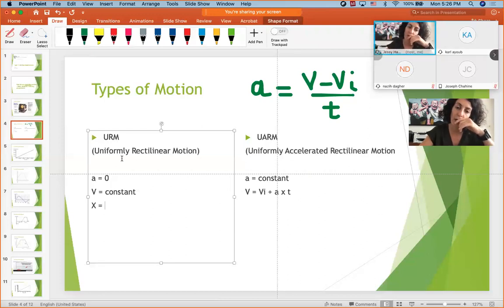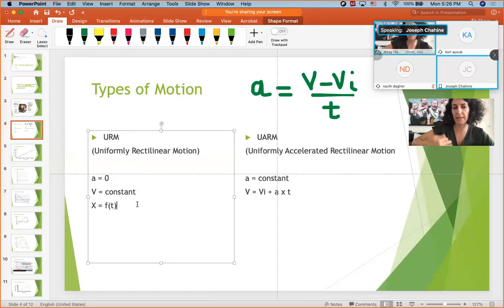Okay, can you tell me a little bit about the distance covered, X, in the case of URM? Can I say it is a function of time? Yes. My position is varying with time. X constant means X is equal to 4 meters. It means I'm not moving at all. So this means at rest.